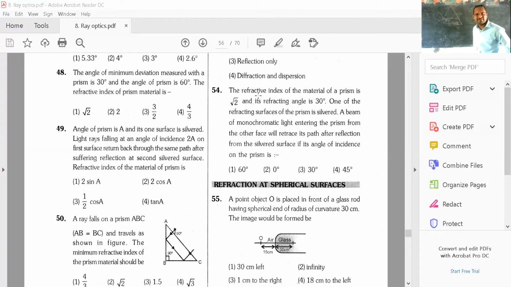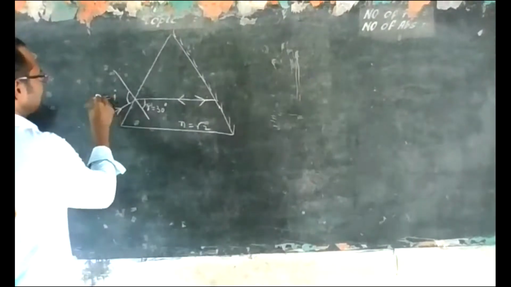Then after silvering, what is happening? A beam of monochromatic light entering the prism from one surface will retrace its path. Whatever ray is going like this, after reflection, it is getting reflected again, retracing its path. Like this, it is reflecting. Then what are they asking? What is the angle of incidence on the prism? Yes, this angle of incidence is what they are asking.